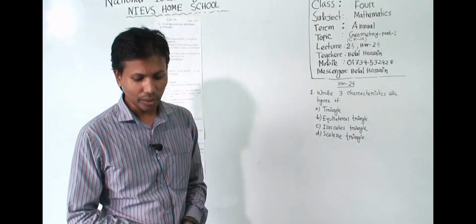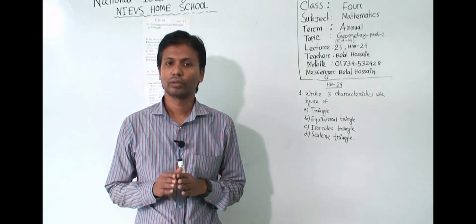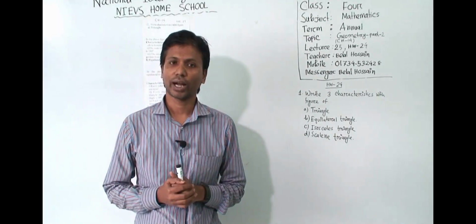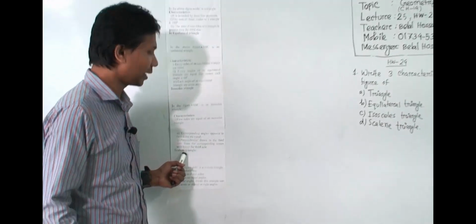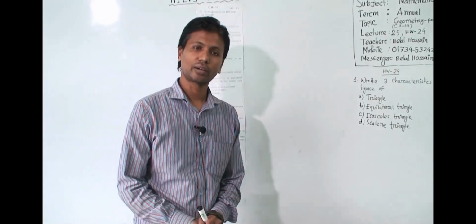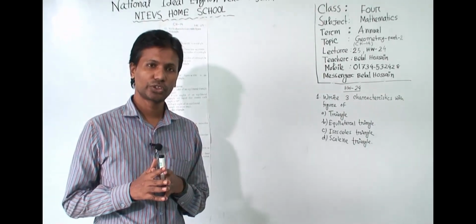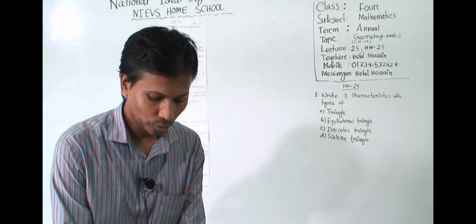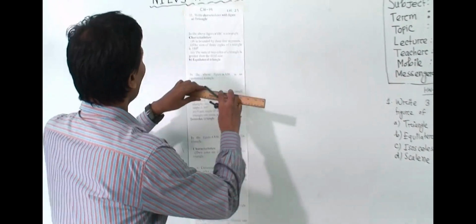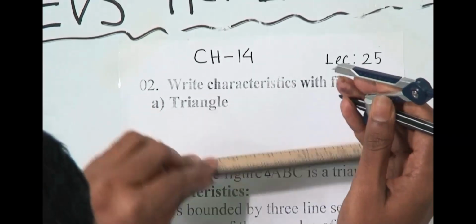Look, today I will teach you some characteristics of triangle, equilateral triangle, and isosceles triangle. Okay, dear student, you know what a triangle is? A triangle is a figure which is bounded by three sides. At first I will draw the triangle figure. Look, you draw the triangle figure.